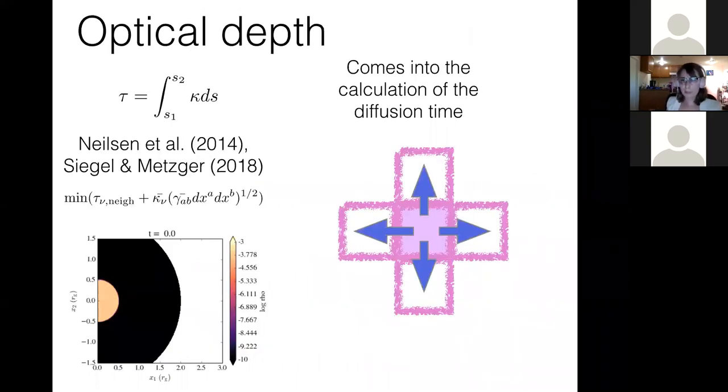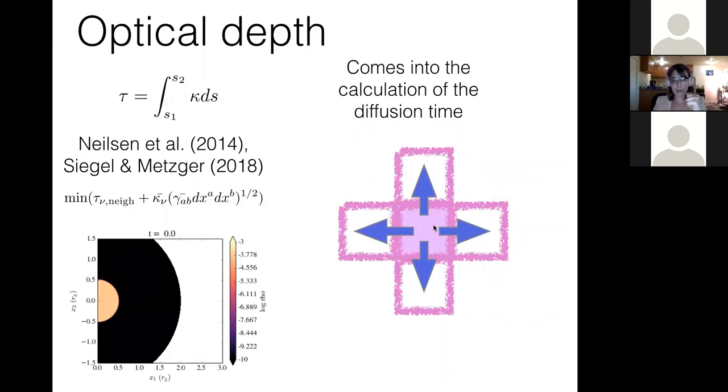Now let me talk a little bit about how we calculate the optical depth, because this is something that's really interesting. So the optical depth is needed to calculate the diffusion timescale. And we follow the prescriptions in this paper by Nielsen et al. and Dan and Brian. So in here, we are going to turn a global calculation into a local calculation where we center in one cell.